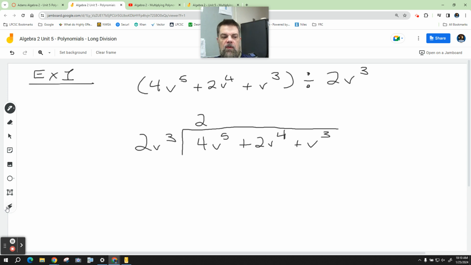Now, the next thing I want to know is, what do I multiply v to the 3rd power by to get v to the 5th power? Yep, v to the 2nd power. Somebody said 2. Now, at this point, this is a good habit that Mr. Adams has developed. At this point, I multiply it back out. Just like that other problem, we multiply it out. So what's 2 times 2? 4.